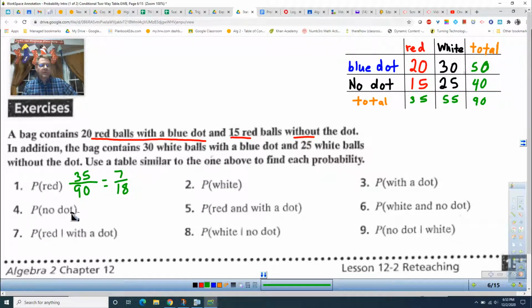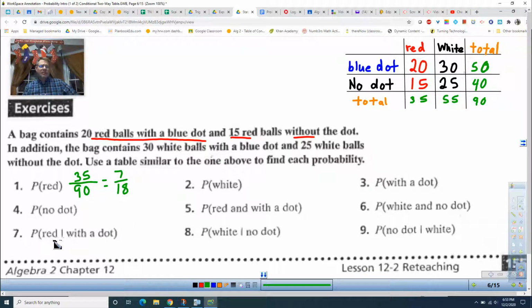Now, this next one here says, what's the probability that you pick one that doesn't have a dot at all? Okay, well, how many don't have dots? 40. There's 40 of them that don't have dots, out of the entire bag. So it'd be 40 over 90. And then you would, of course, reduce that to 4/9.